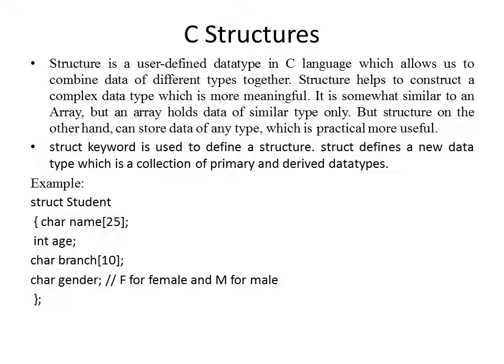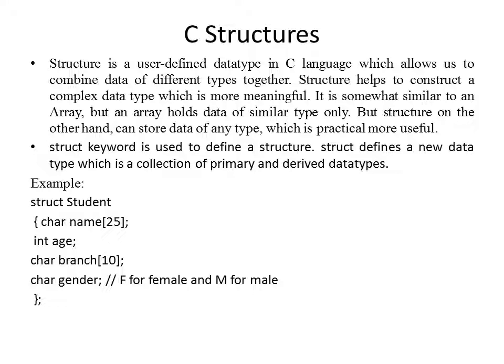Similarly, in structure, you can store data in continuous memory locations. But in structure, we can combine different data types. Means structure is for heterogeneous data type, whereas array is for homogeneous data type. In real life we have mixed type of information. Suppose we want to store some information of a student. We want his or her name, age, branch to which the student belongs, and gender.